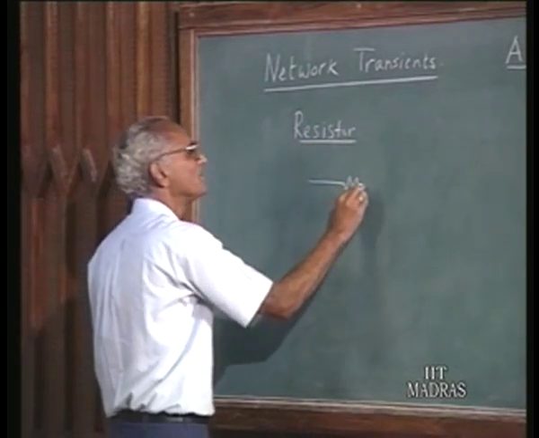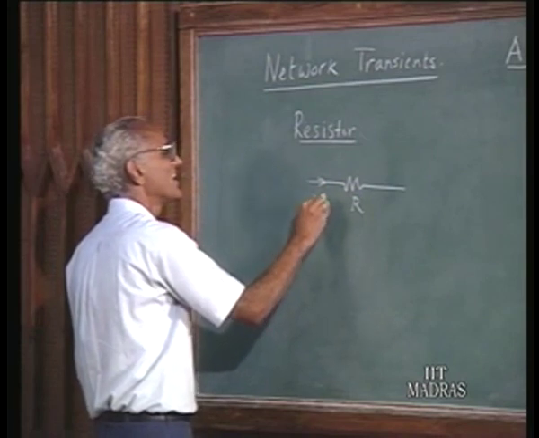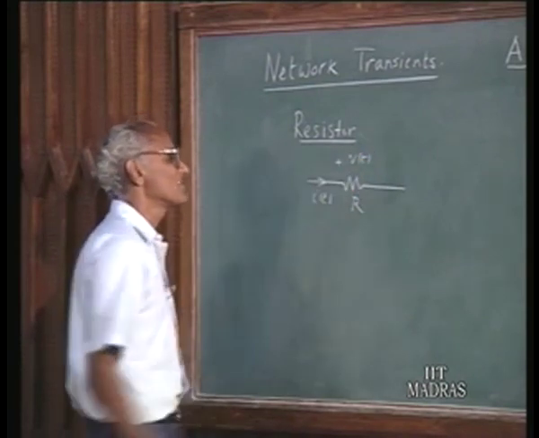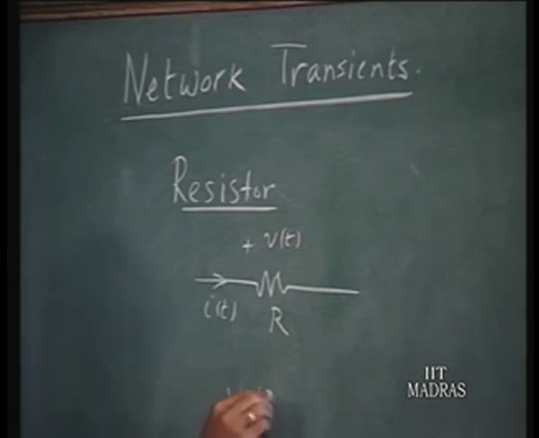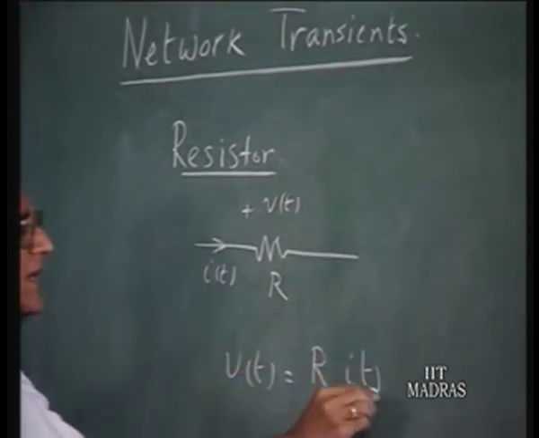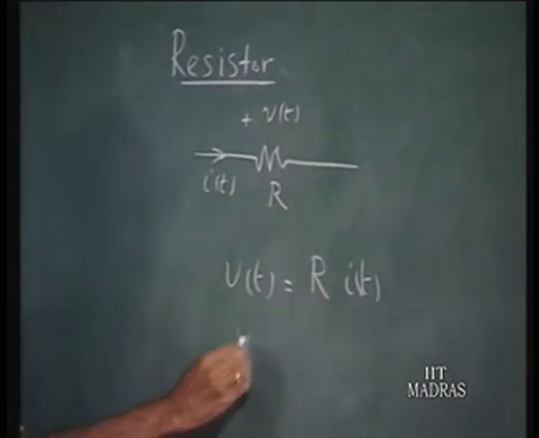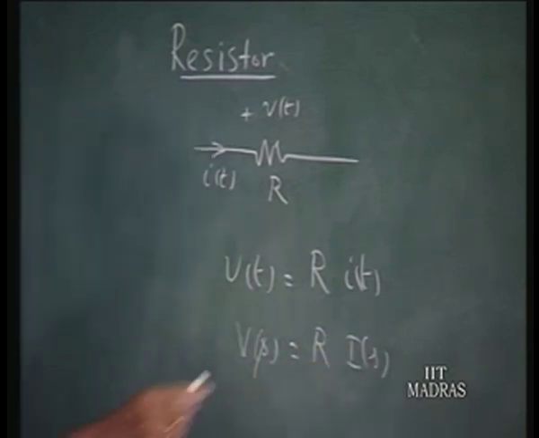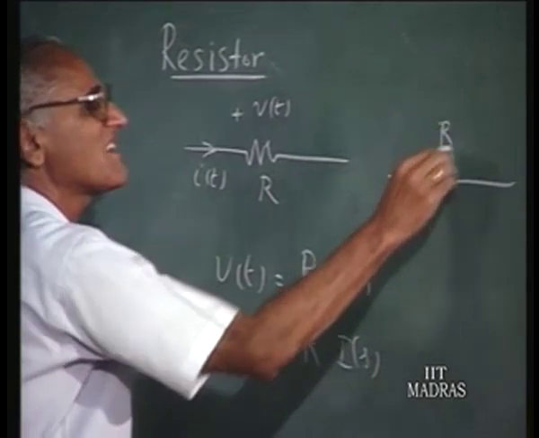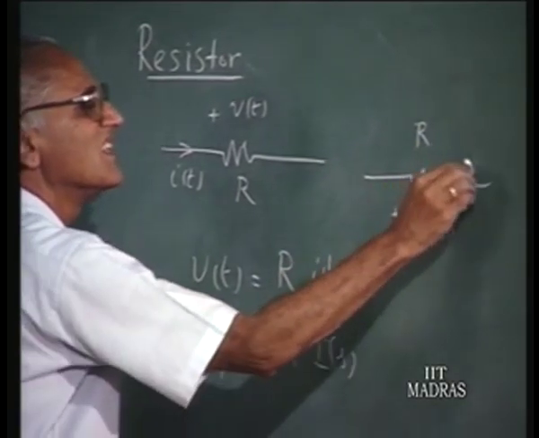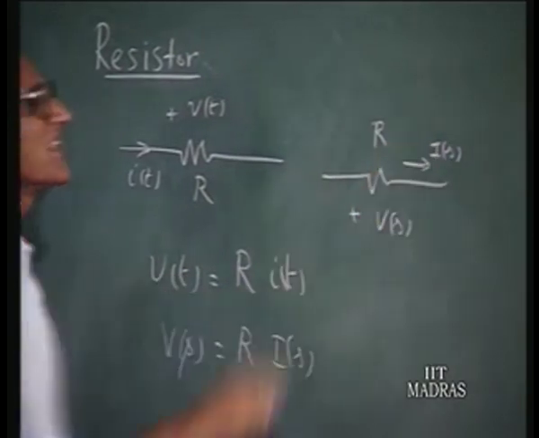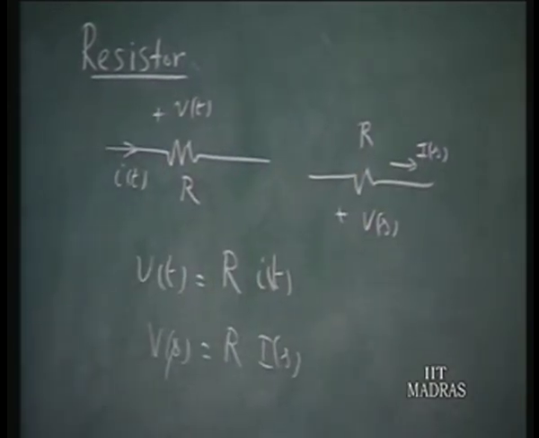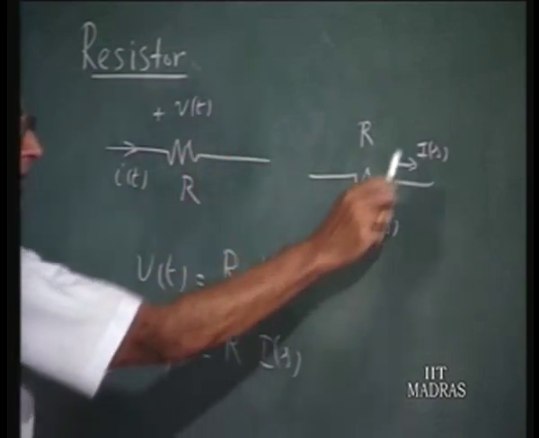If I have a resistor R carrying a current i(t) and the voltage across it is v(t), then straight away we know that v(t) equals R times i(t) at all points of time. Therefore, in terms of Laplace transforms, V(s) equals R times I(s). So in the transform diagram as well, you have an R, this is V(s), and the current is I(s). So there is no difference between the transform diagram and the normal time domain representation of a resistor. The ratio of the time domain voltage to current is R, the ratio of the Laplace transform voltage to current is also R.